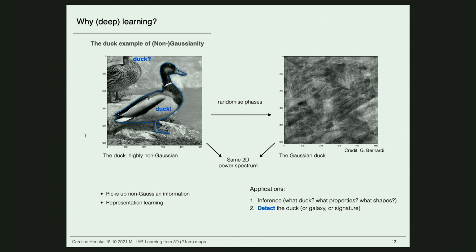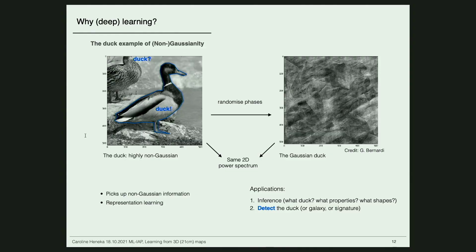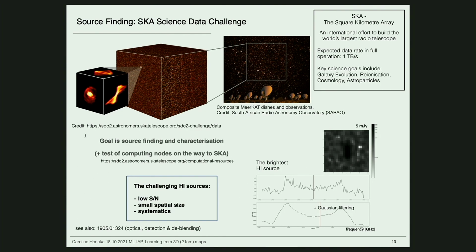Going back to the deck for a brief second, this is just a very brief outlook. We can also have these low redshift measurements where we detect sources, and I want to compare this. We'll hear more about this later in the week. Just to highlight, that's the brightest source in the development catalog for the second SKA Data Challenge. Most of the sources in this cube are quite challenging because they have low signal to noise, a small spatial size, and a high level of systematics.